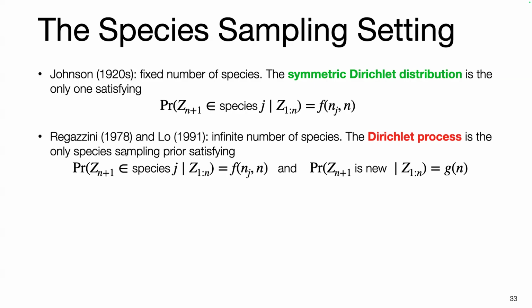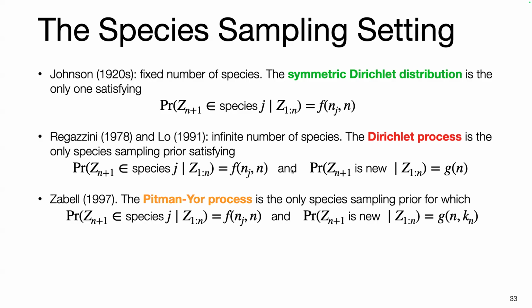And in this context, Regazzini and later Lo characterized the Dirichlet process as the only species sampling prior for which the probability of reobserving an already seen species, an old species, is as before, while the probability of seeing something new depends on the observed sample only through the sample size. Later on, Zabell characterized the Pitman-Yor process, for which the probability of seeing something old is as before, while the probability of seeing something new depends on the sample size and the number of distinct species displayed in the sample.